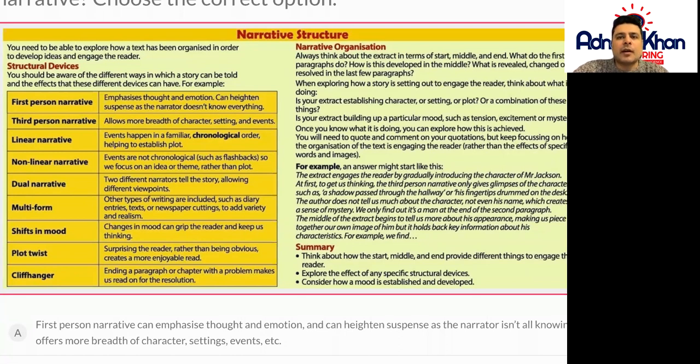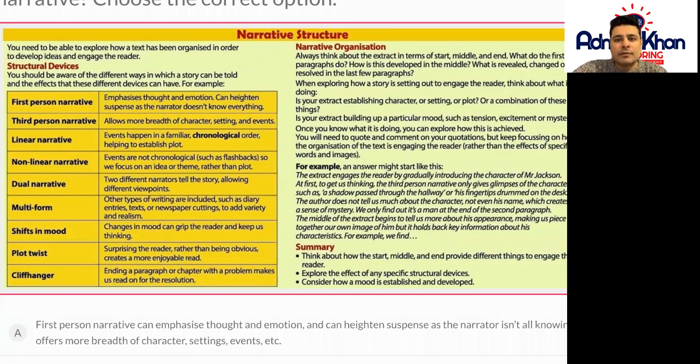For example, if you look at the narrative structure here, the first person narrative emphasizes thought and emotion, and can heighten suspense as the narrator doesn't know everything. A third person narrative allows more breadth of character, settings, and also events as well. A linear narrative, events happen in a familiar chronological order, so in order of their events, helping to establish a particular plot. A non-linear narrative, events are not chronological, such as flashbacks, so we focus on the ideas of themes rather than the plot itself.